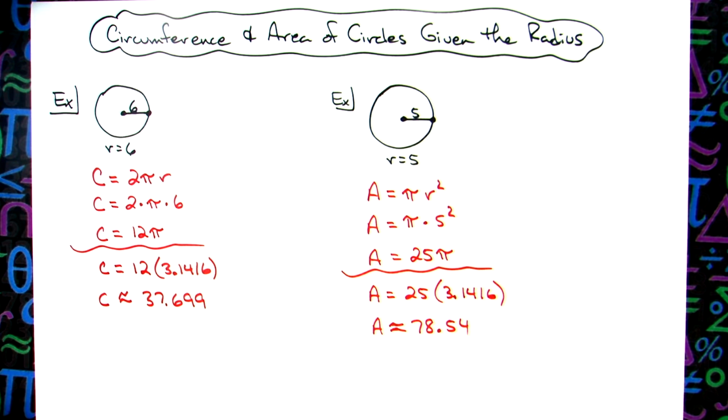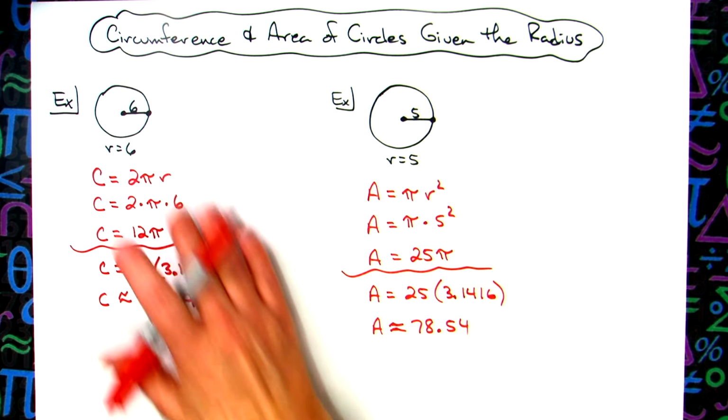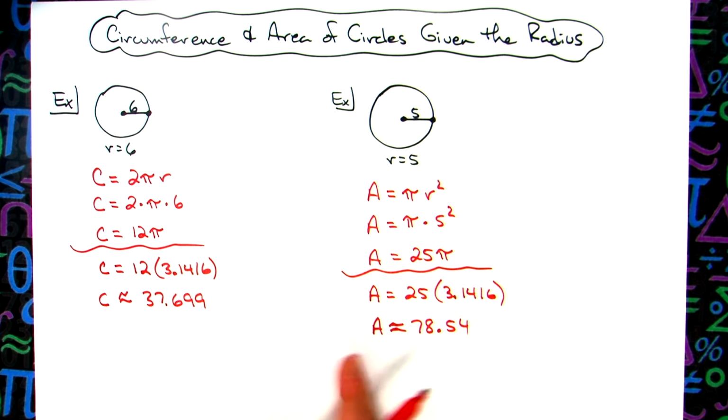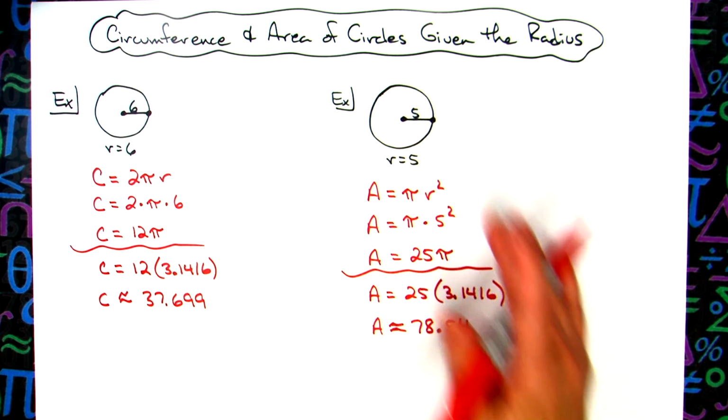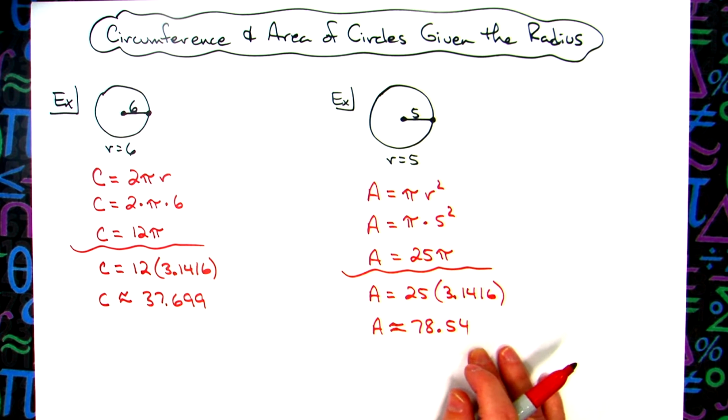I did not include any labels on these answers because the original problems did not have labels. If this was inches, your circumference would be in inches. If this was inches, your area would be in square inches. So it's just dependent upon what your textbook does as far as rounding, leaving it in terms of pi, or with your labels. Definitely thanks for watching.